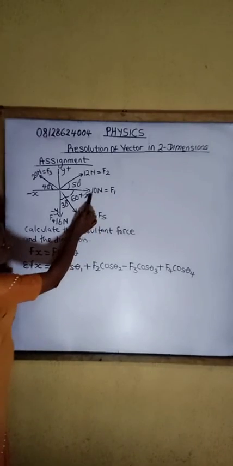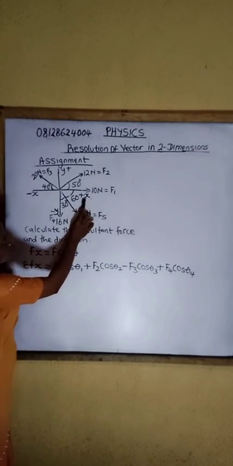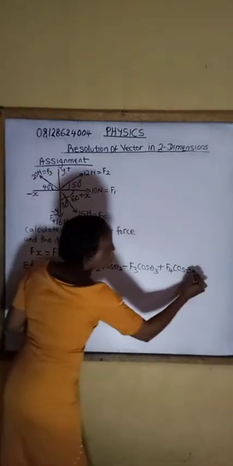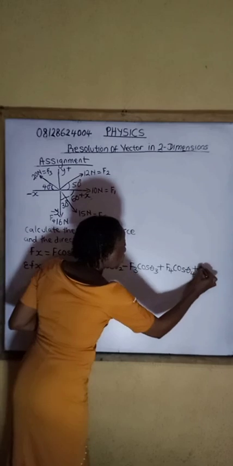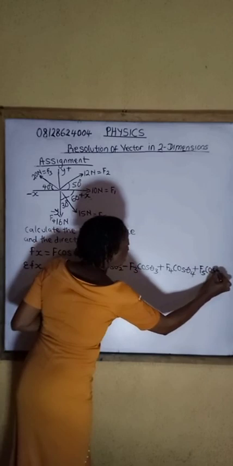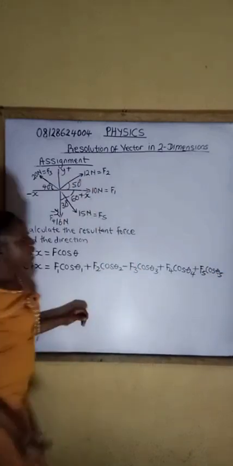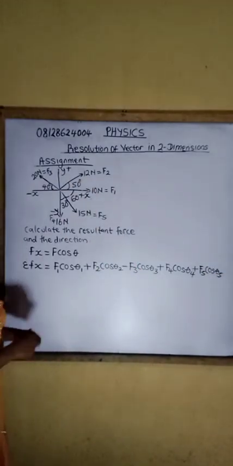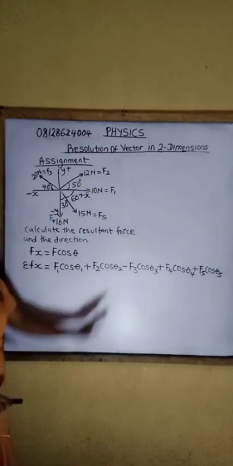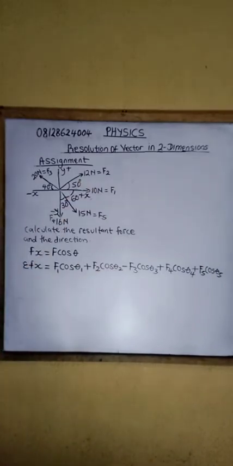Now let's trace F5. F5 towards the x-axis. Our x-axis is positive. X direction is positive. So we are going to say plus F5 cos theta 5. So that is the summation of Fx. Then we start bringing those values in. Any question on that before I proceed, learners?